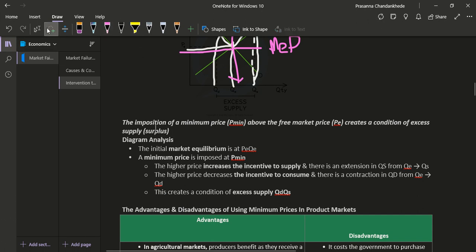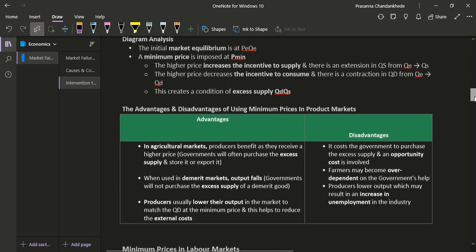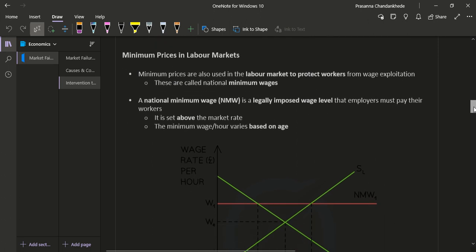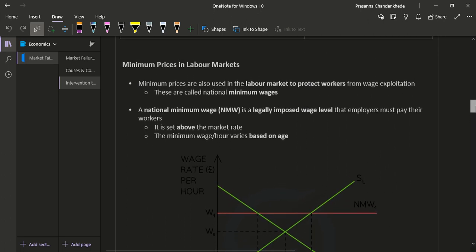The imposition of a minimum price above the free market price creates a condition of excess supply, surplus. Again, I'll suggest you all pause the video and read the advantages and disadvantages of minimum prices in product markets. Minimum prices in labor markets.